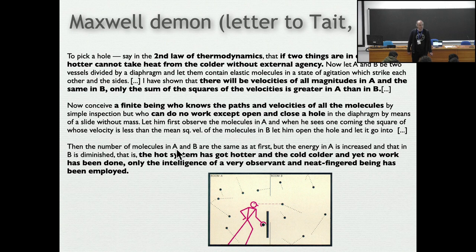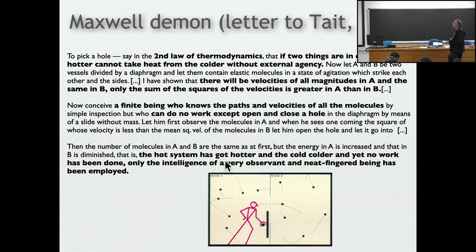External agent, this is the language of Maxwell in 1867. External agency here means external work, I would say, some energy. But of course, this being is an external agency. External agency means work. Actually, look at the conclusion.